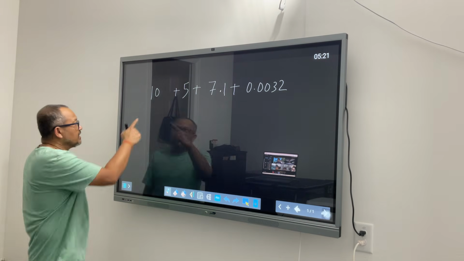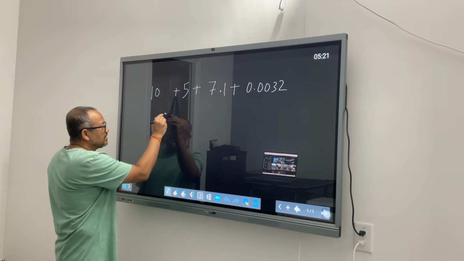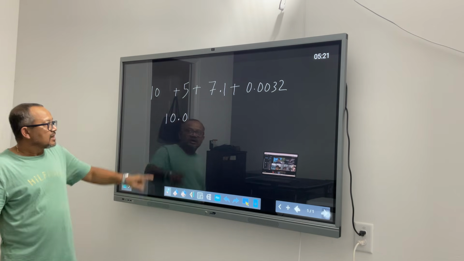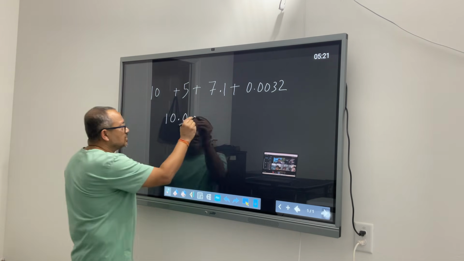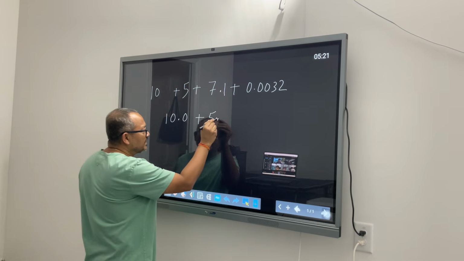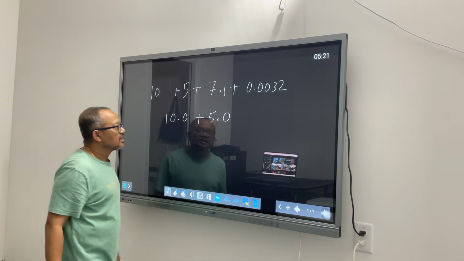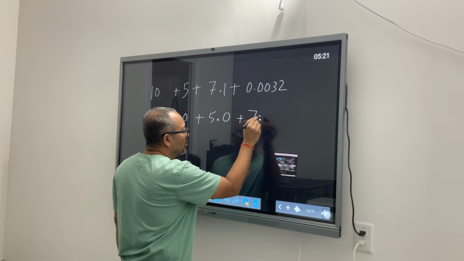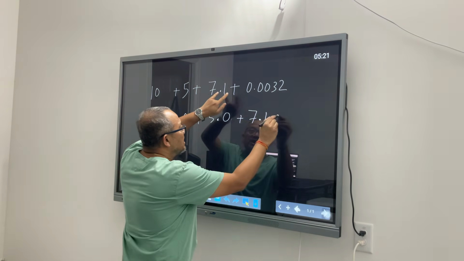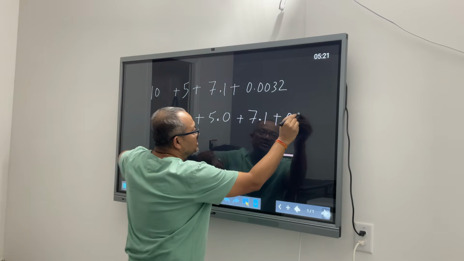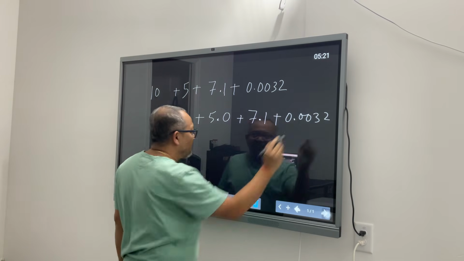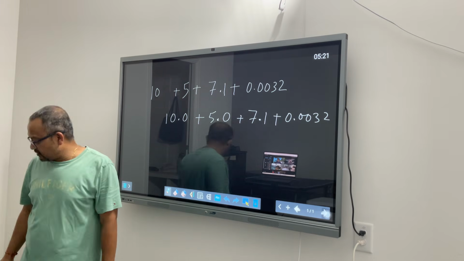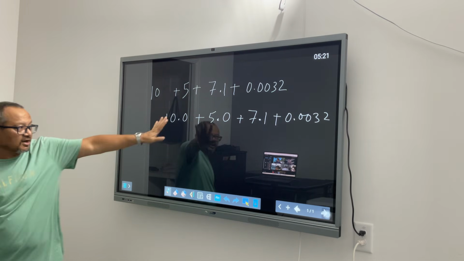So we'll convert 10 into decimal. This becomes 10.0. This 5 I will convert to decimal as well. I can write this as 5.0. This is already a decimal, 7.1. And then this is already a decimal, 0.0032. Why am I calling them decimal? Because they have the decimal points in between. Okay? So we have everything in the form of decimal now.